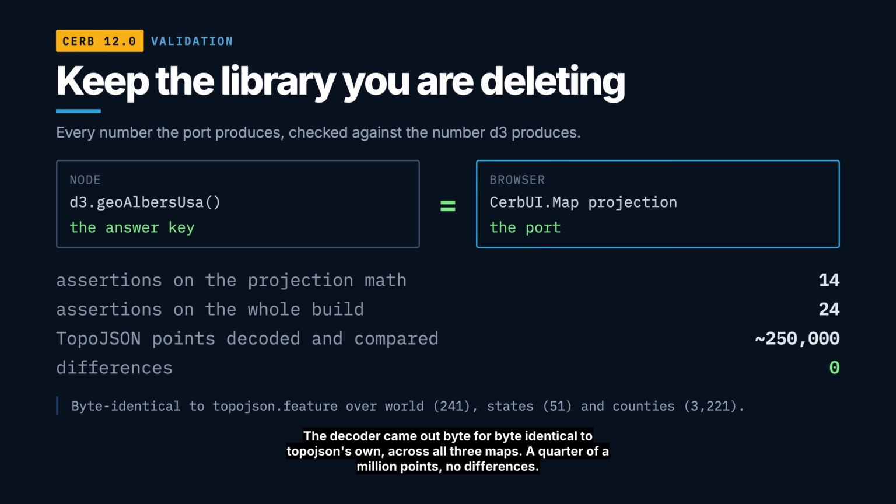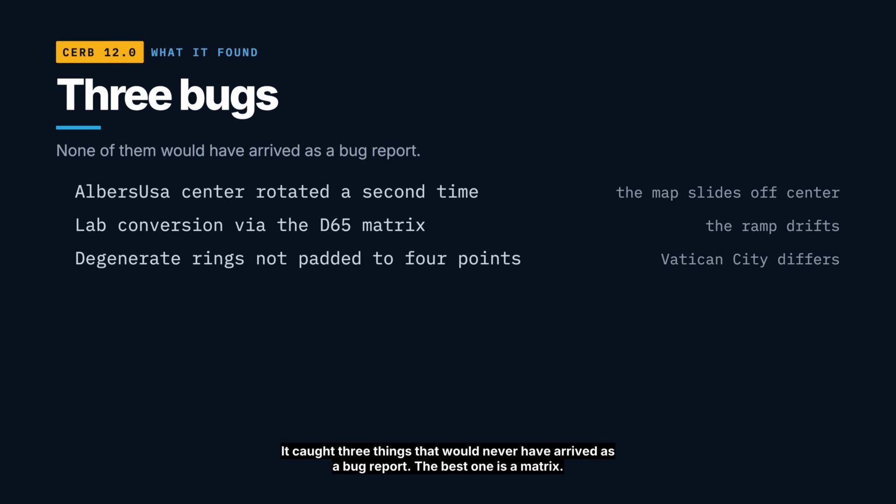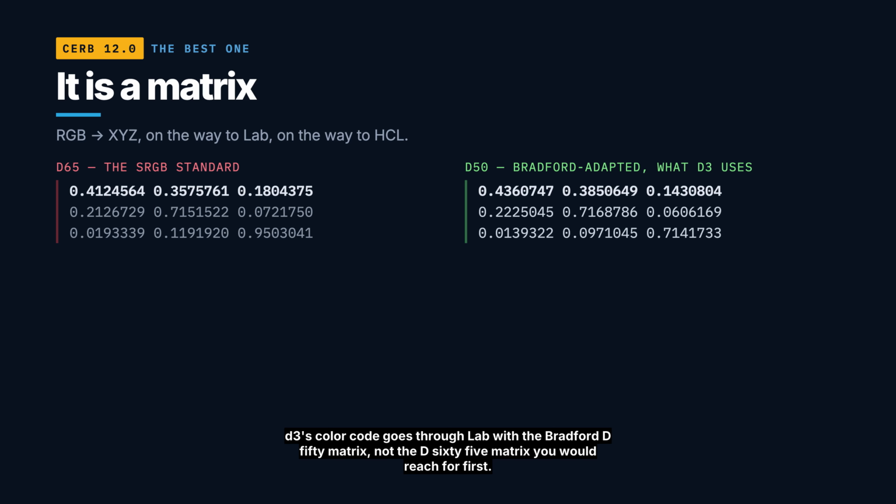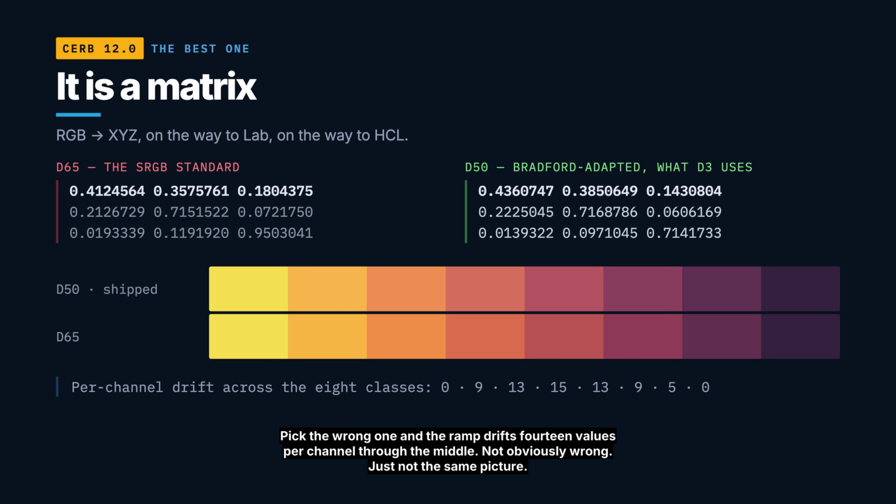The decoder came out byte for byte identical to TopoJSON's own, across all 3 maps. 250,000 points, no differences. It caught 3 things that would never have arrived as a bug report. The best one is a matrix. D3's color code goes through Lab with the Bradford D50 matrix, not the D65 matrix you would reach for first. Pick the wrong one, and the ramp drifts 14 values per channel through the middle. Not obviously wrong. Just not the same picture.